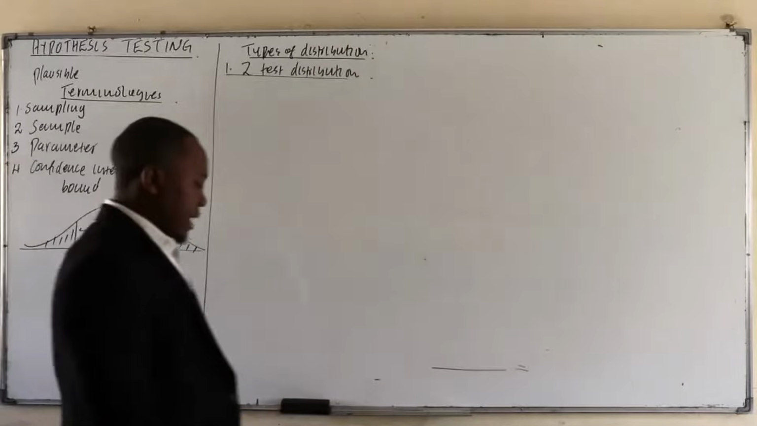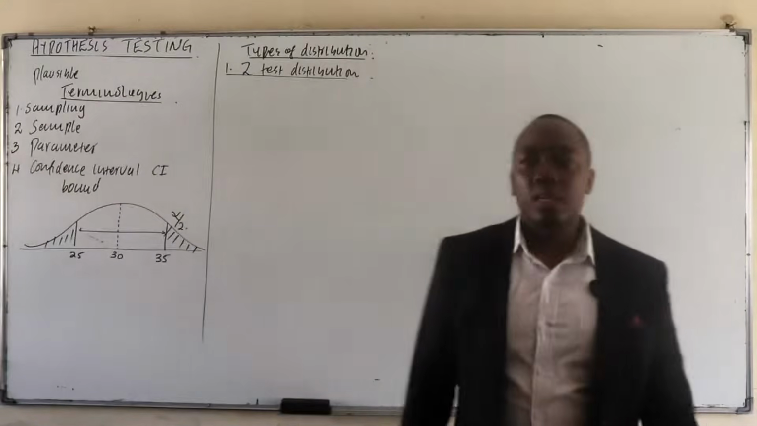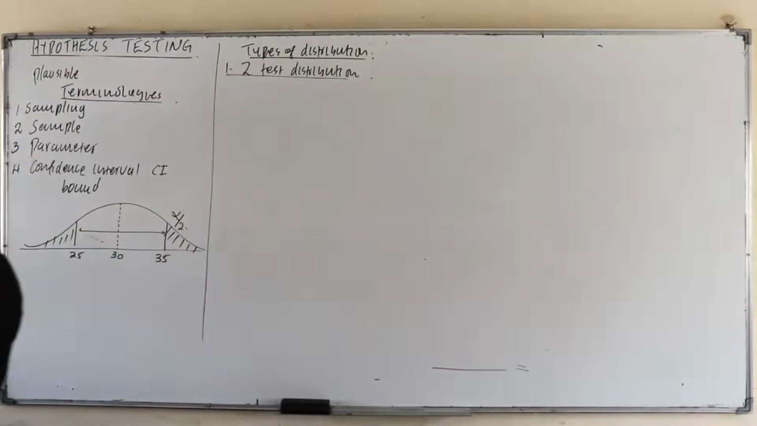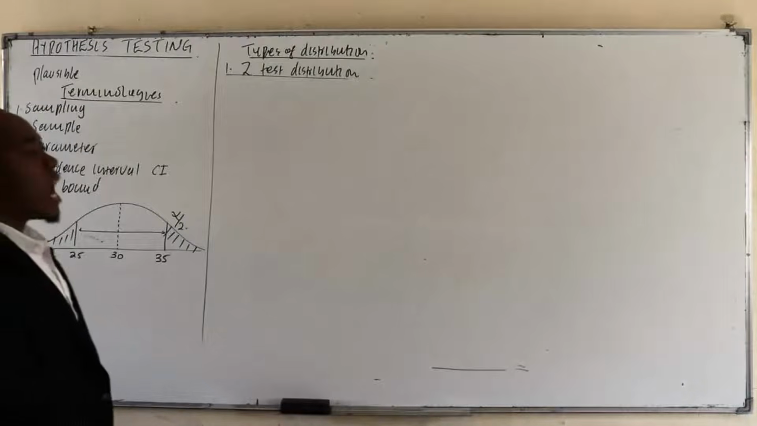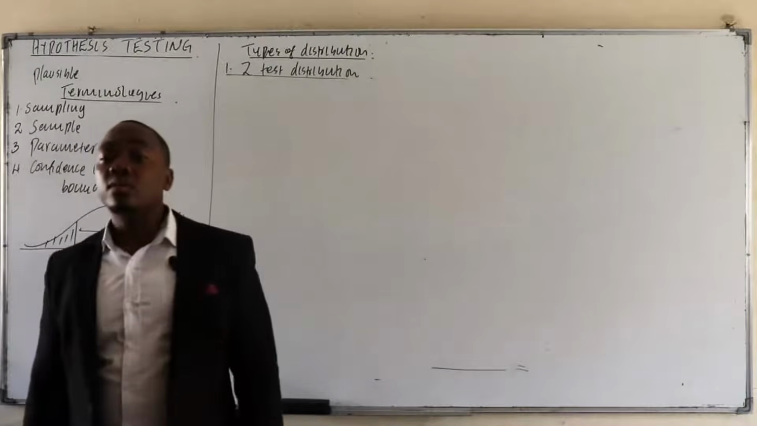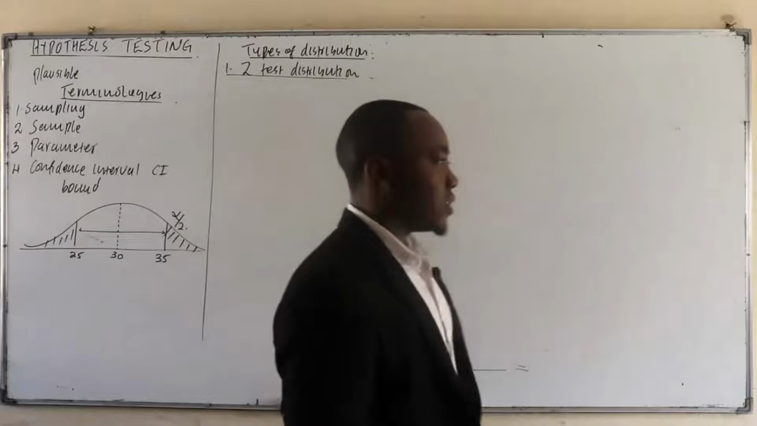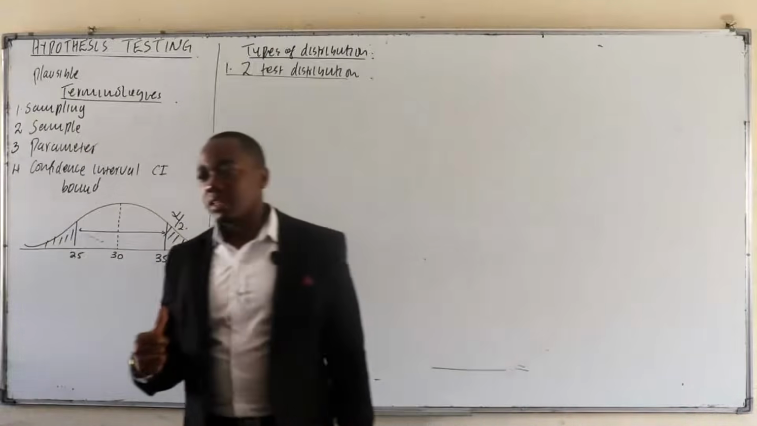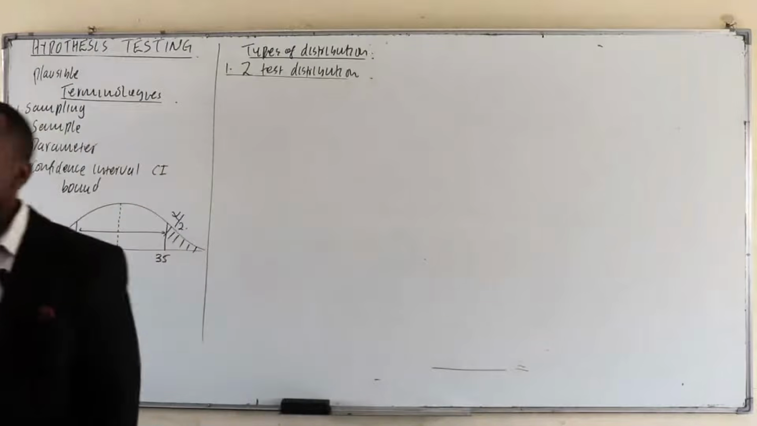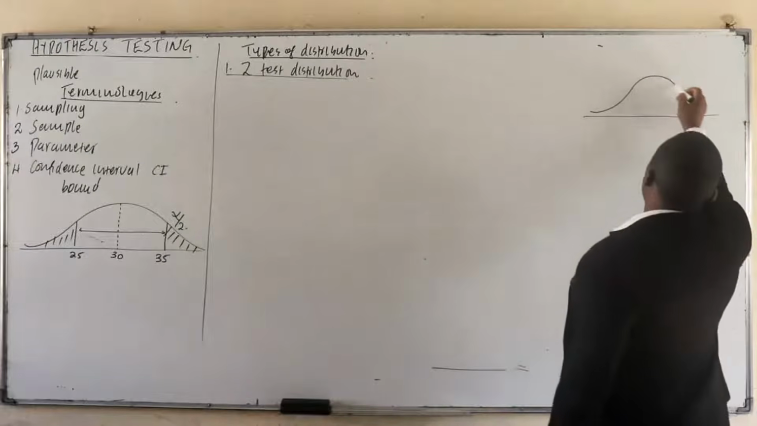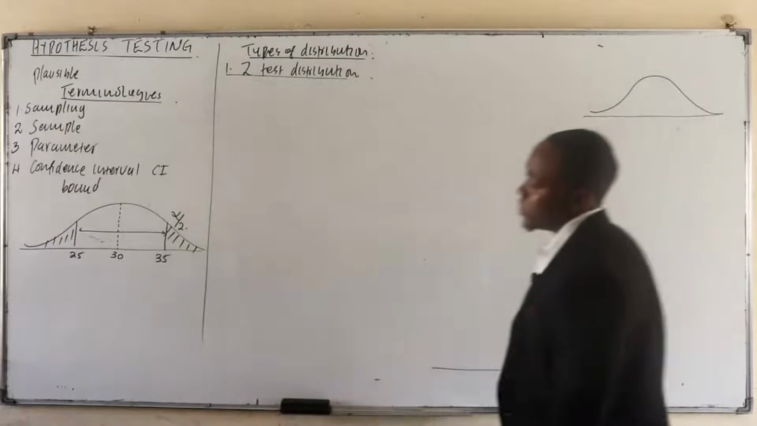Z-test distribution assumes that the population follows a normal distribution. You remember in our last session, the last thing we did was probability distribution, the normal distribution, the normal curve. So it's also assumed that the population follows a normal distribution.